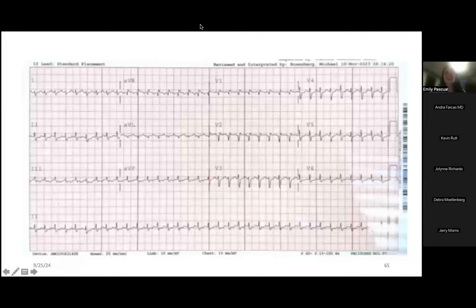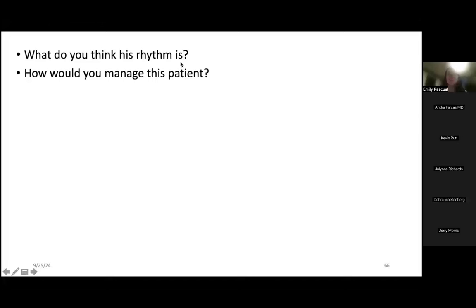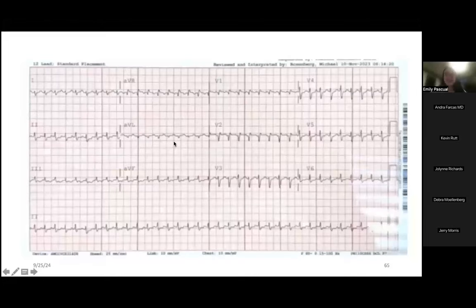Yeah, SVT is definitely a correct answer. I don't think we have to get too much more in depth than that. I think SVT is a great answer. It's regularized, it's very rapid. Again, the rate's about 210. It's narrow complex, so it's not a ventricular arrhythmia.